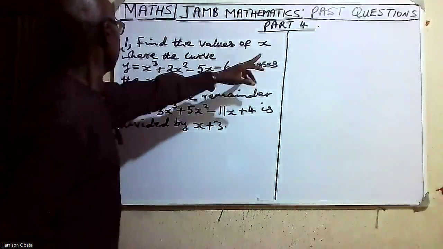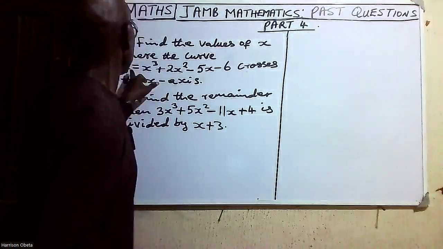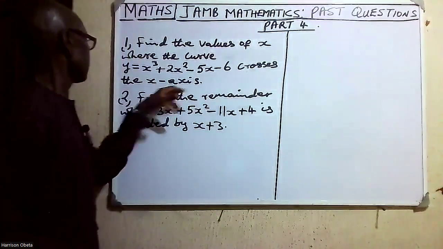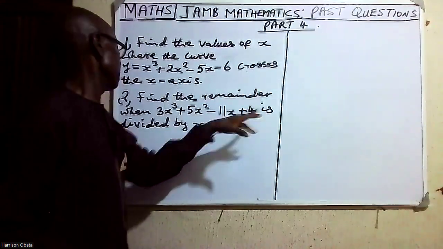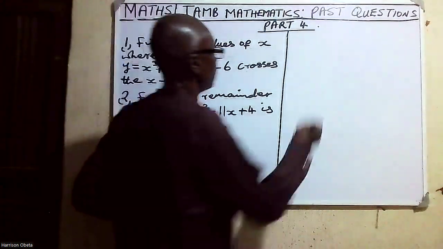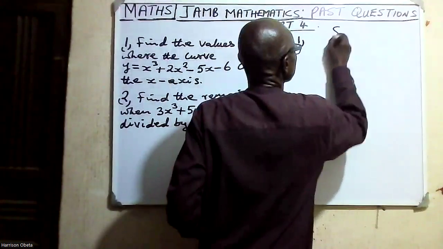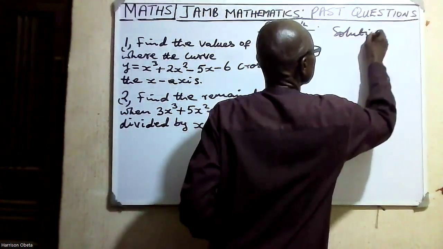The first one, find the values of x where the curve y equal to this crosses the x-axis. And second, we have to find the remainder when this is divided by this. Question number one. Solution.